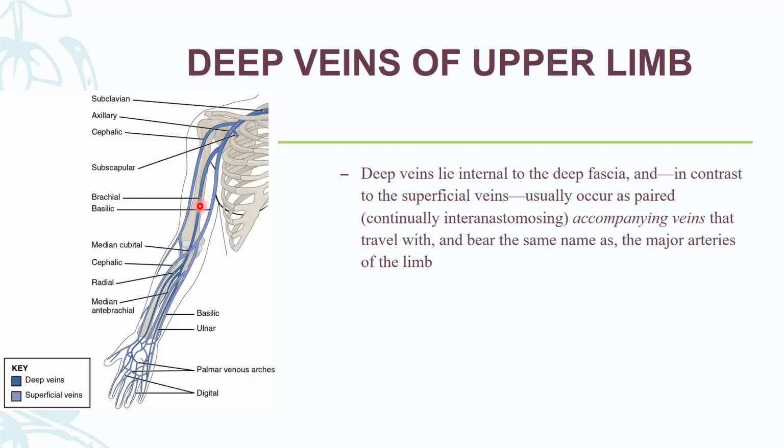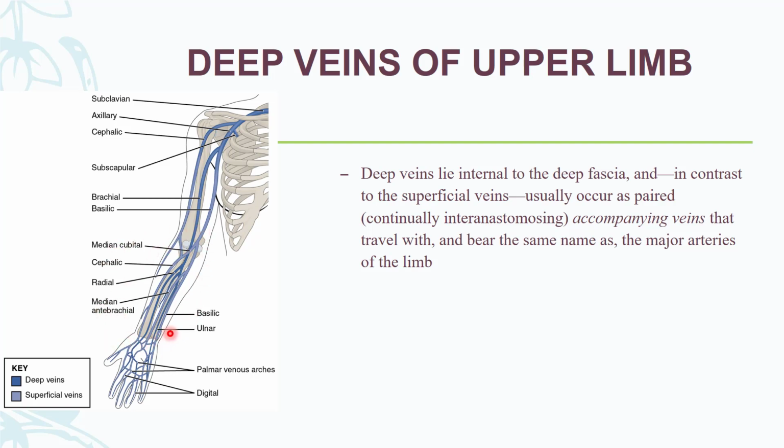We have the brachial artery in the arm, so we will have the brachial vein with the same name as the artery which is present in the arm. So this is the brachial vein. This brachial vein will drain into the axillary vein, and the axillary vein will drain into the subclavian vein. In the forearm, we have two main arteries, which are the radial and the ulnar arteries. So we will have two main veins, which are the radial vein and the ulnar vein.